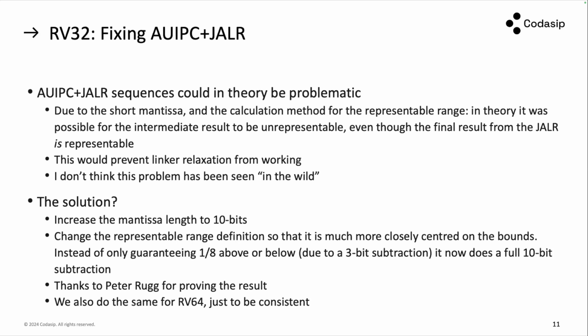So part of the solution was to increase the mantissa length, which we wanted to do for better precision anyway. But also we changed the definition of the representable range, so it was more accurately centered on the bounds. And I think that took a long time to get through, but Peter did prove it. He's here somewhere, I'm sure. And we're happy with the result, and it's merged. Pull request is merged, and RV64 has the same scheme. So the upshot of that is the representable range definition changed fairly recently.